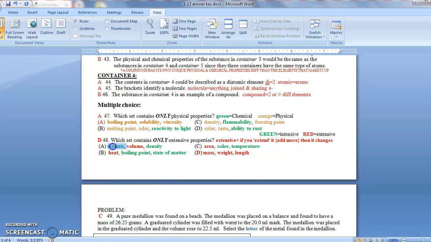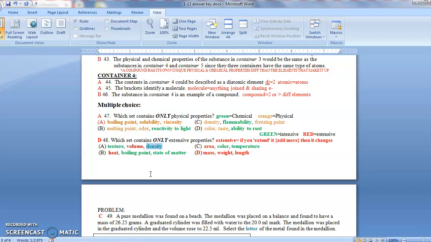The texture of something, in green here, I'm saying it doesn't matter how much is there. The red ones matter how much is there. The texture of something doesn't matter how much is there. Volume does. If you add more to it, the volume increases. Density doesn't matter how much is there. That's intensive.